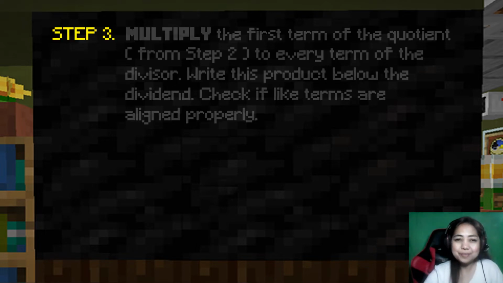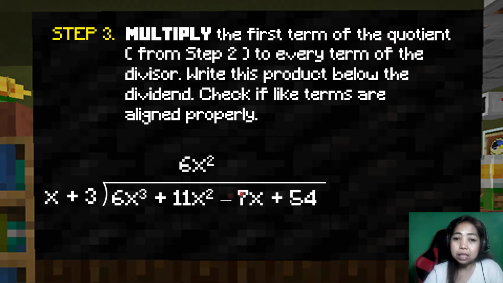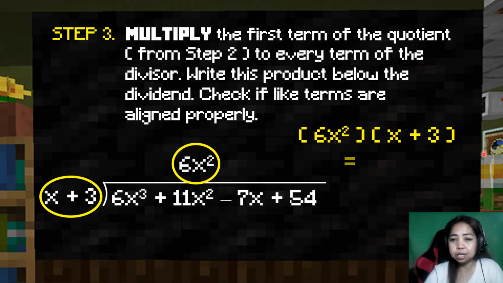Step 3. Multiply the first term of the quotient from step 2, yun, kung ano man yung ating nakuha na sagot, to every term of the divisor. Write this product below the dividend. Check if like terms are aligned properly. Ganito nga ibig sabihin. Diba, ito yung sagot natin kanina, which is 6x squared. Imumultiply daw natin yan sa kanilang dalawa, dito sa ating divisor. So, we have 6x squared times x plus 3. Isa-isa.